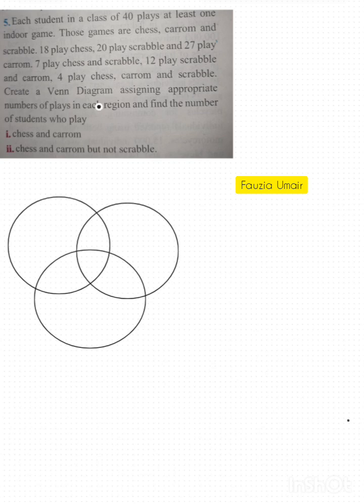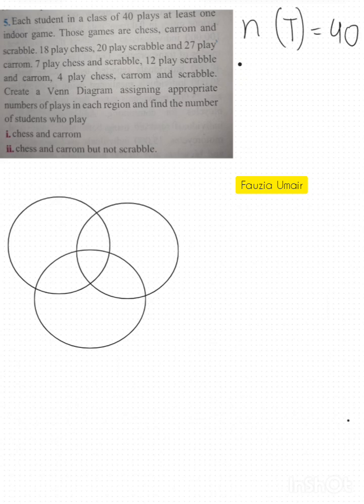So what we need to do is create a Venn diagram assigning the appropriate number of players in each region, and find the number of students who play chess and carom but not Scrabble. It's a very important question of this exercise and a bit complicated also. But when you understand this question, you will understand many other similar questions in this exercise.